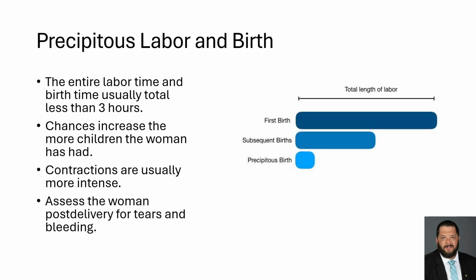Precipitous labor and birth, this is when the entire labor time and birth time is less than 3 hours. Chances increase in a woman that has had more children. Contractions are usually more intense, and assess the woman post-delivery for tears and bleeding during a precipitous labor.